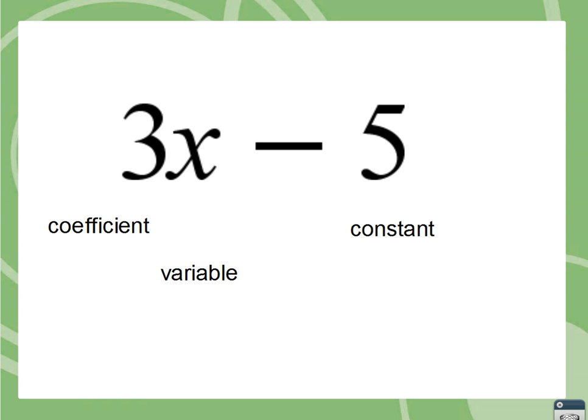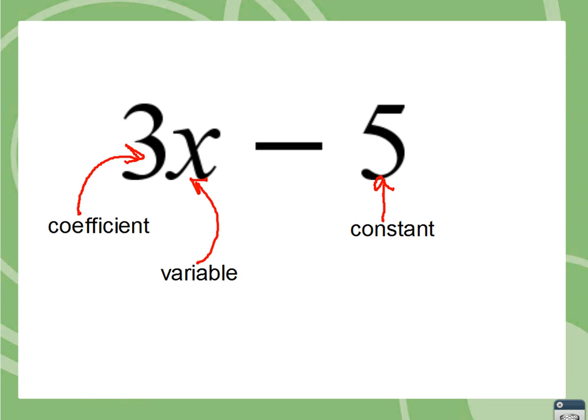I hope that they are review from last year, but just in case, these will need to be in your notebook. Coefficient is the number in front of the variable. The variable is the letter. The constant is called a constant because it doesn't change. The variable can have its number change.